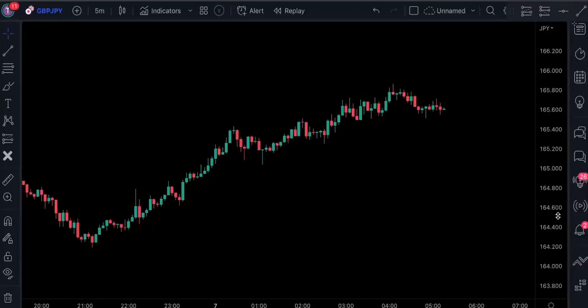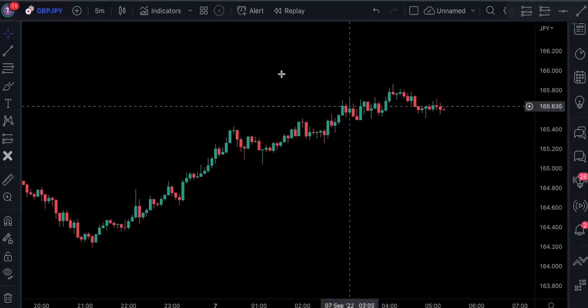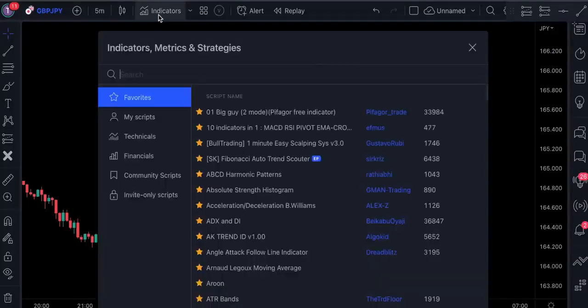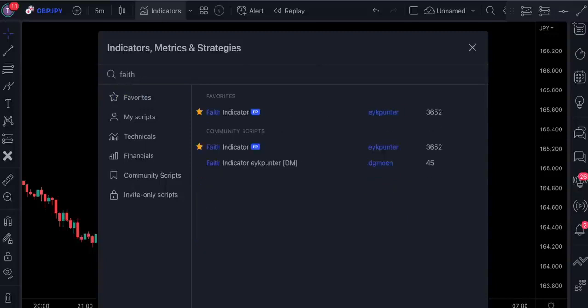Okay, for our first strategy, we're going to be using the chart of GBP JPY on a 5-minute time frame. And now let's go ahead and add the first indicator the strategy is going to be based on. So let's type in Faith Indicator. This one by EYK Punter.